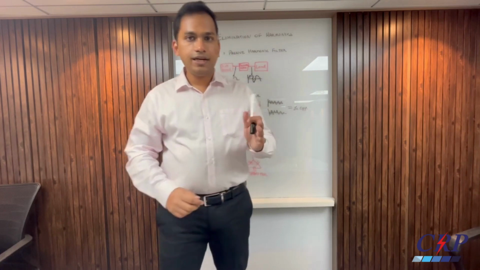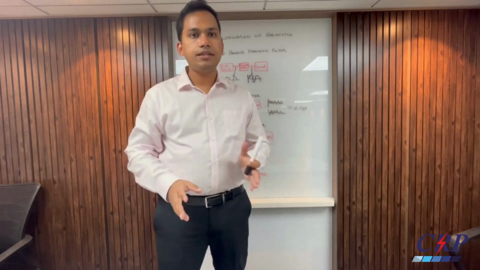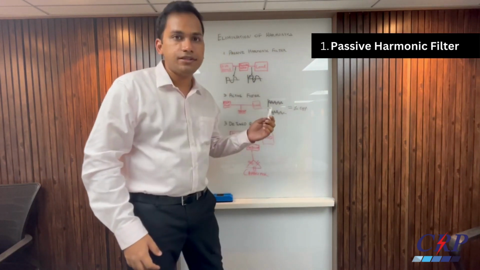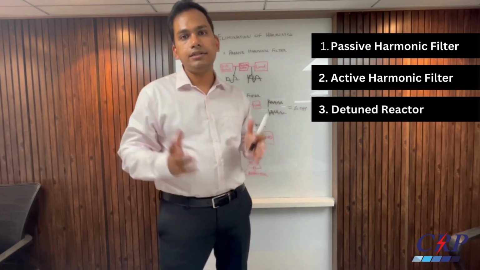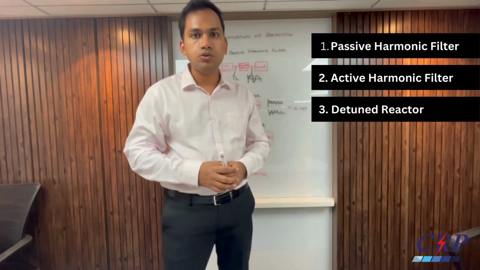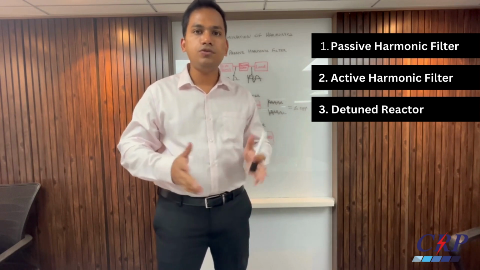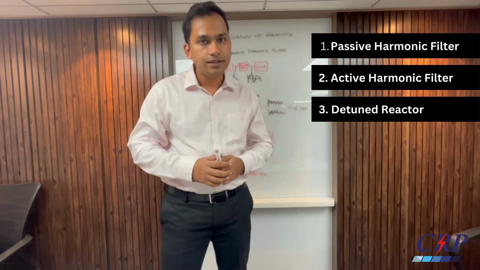So we have looked at three solutions for removing these harmonics. First was passive filters, second was active filters, and third was detuned reactors. These three techniques are generally used to eliminate, block or remove the harmonics from the electrical system.